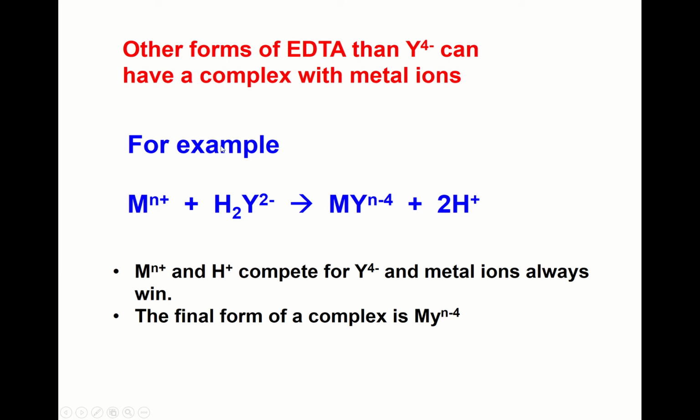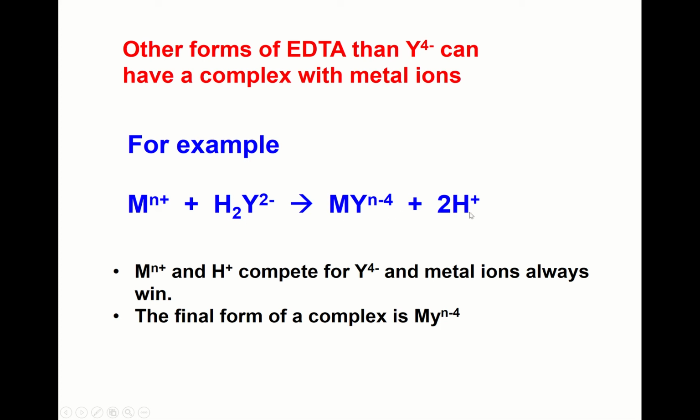Here is an example. Here is a metal ion, and let's see. This form is not fully deprotonated, but it has two dissociable protons in its structure. Although the final complex takes this form, this one can also be involved in complexation. The metal ion now replaces all these protons.